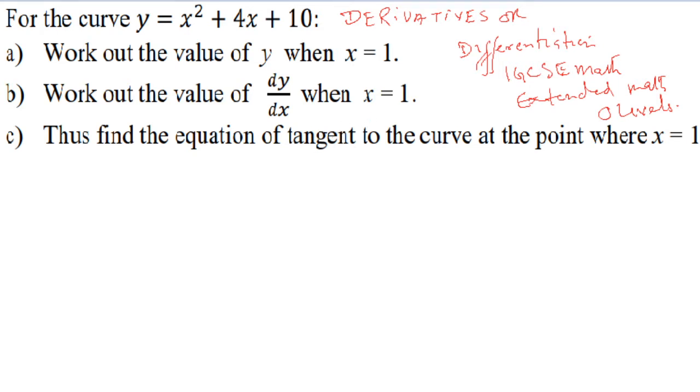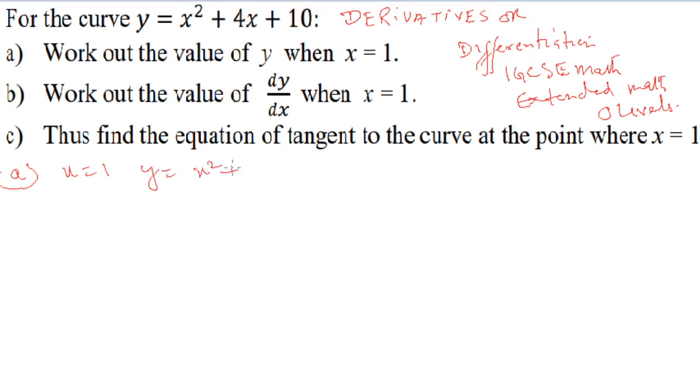Now, the question says for the curve y is equal to x squared plus 4x plus 10, work out the value of y when x is equal to 1. Very simple thing. Part A is very simple. Part A is work out the value of y when x is equal to 1. So when x is equal to 1, what's the value of y?